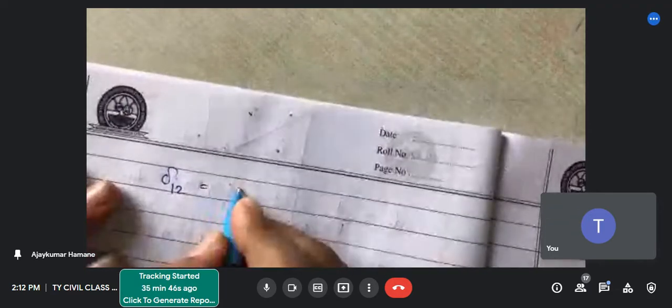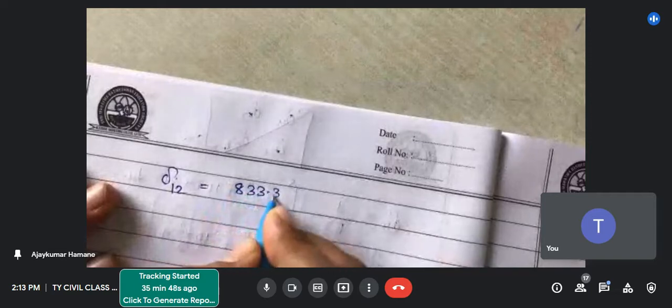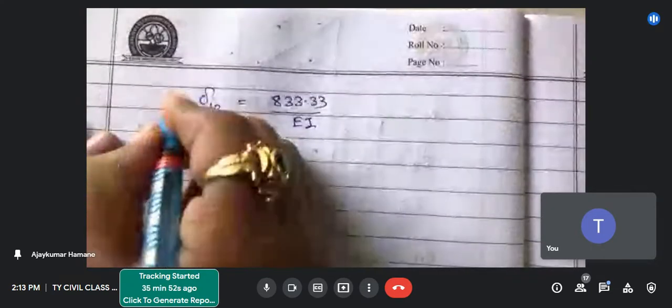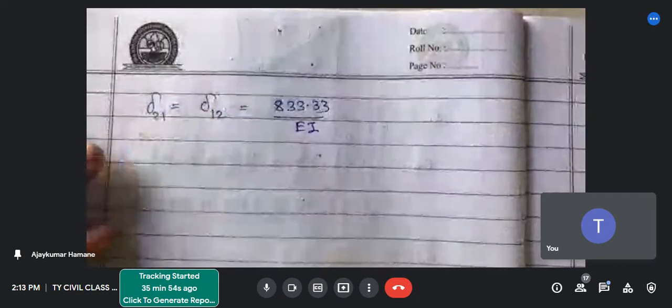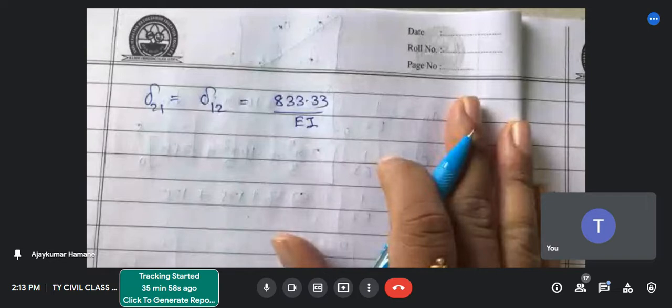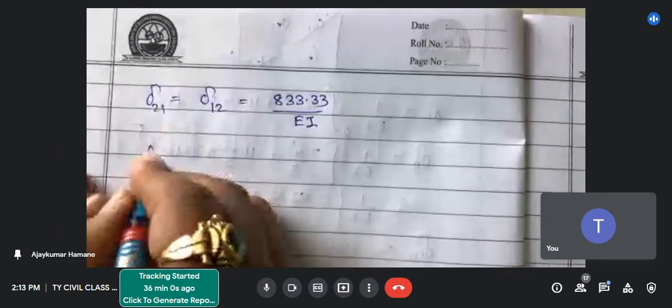So what is delta 1 2? So delta 1 2 equals to 833.33 divided by EI, and delta 2 1 also. Now next one, delta 2 2.